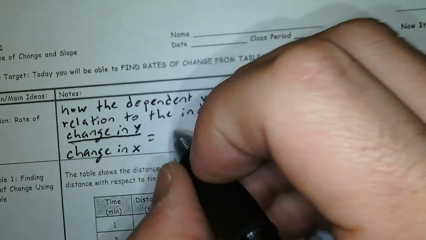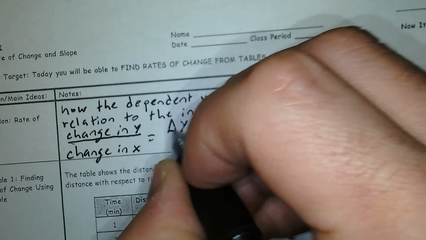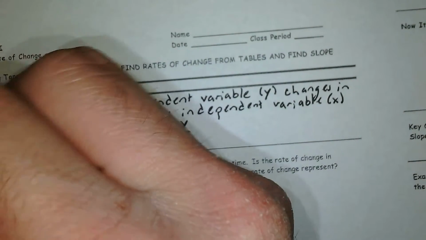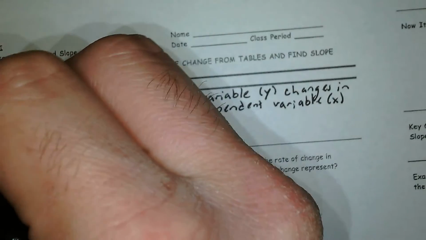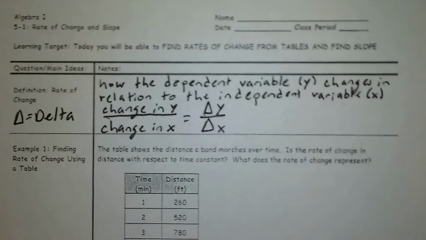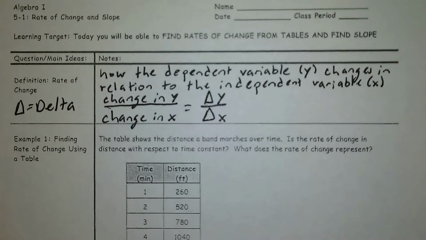We also call that delta y divided by delta x. Now that triangle symbol, that means delta. And all that means again is it just means the difference between. So the difference between y divided by the difference between x.